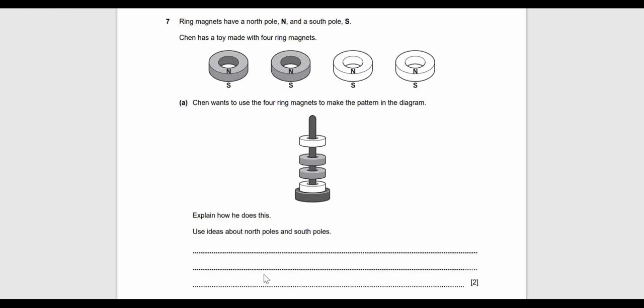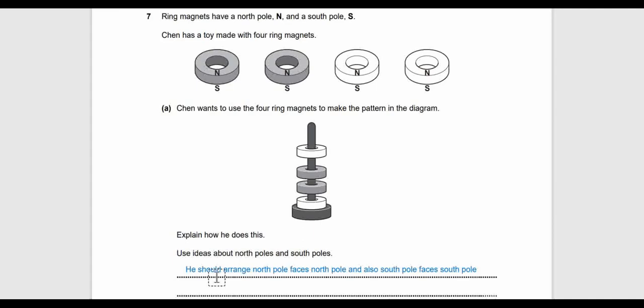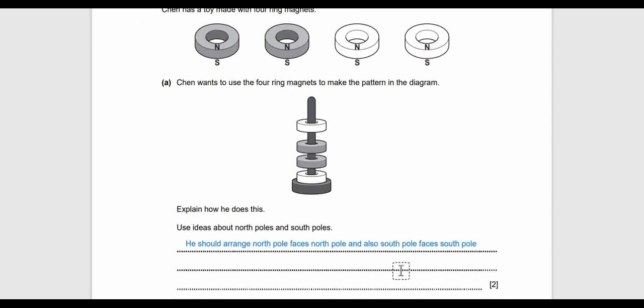Alright, let's open up the answer. Well, he should arrange north pole faces north pole. So there's a distance between each ring magnet because they repel. And south pole faces south pole. That's how he should arrange that. Alright, that will be our answer, as like poles repel each other.